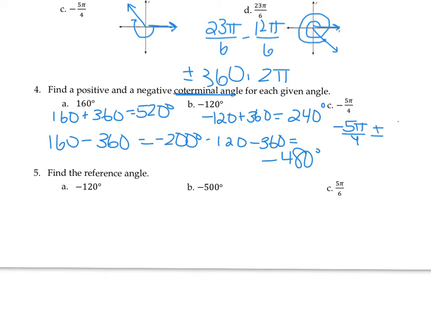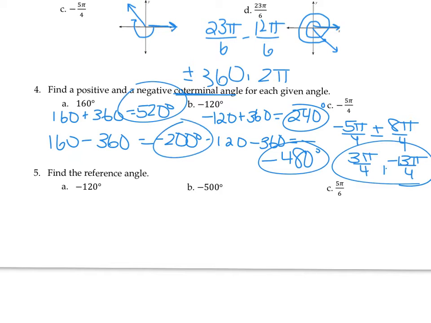And then if we do C, I'm going to do negative 5 pi over 4 plus or minus 2 pi, so that's going to be 8 pi over 4 for common denominators. So negative 5 pi over 4 plus 8 pi over 4, that's 3 pi over 4. That's one. Negative 5 minus 8, that's negative 13 pi over 4. And those are my coterminal angles.